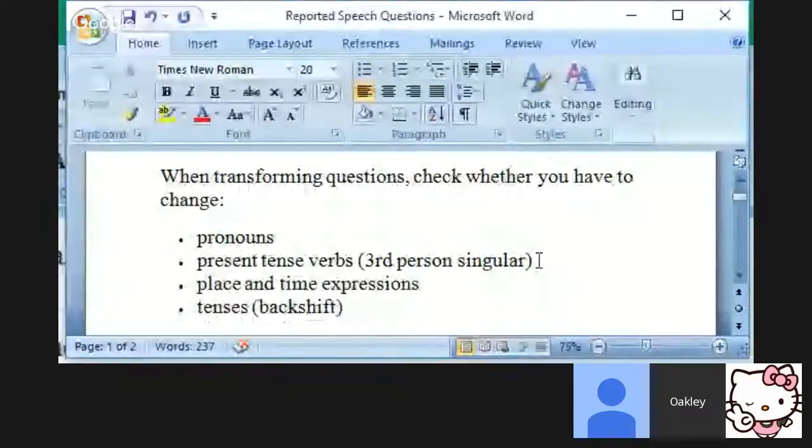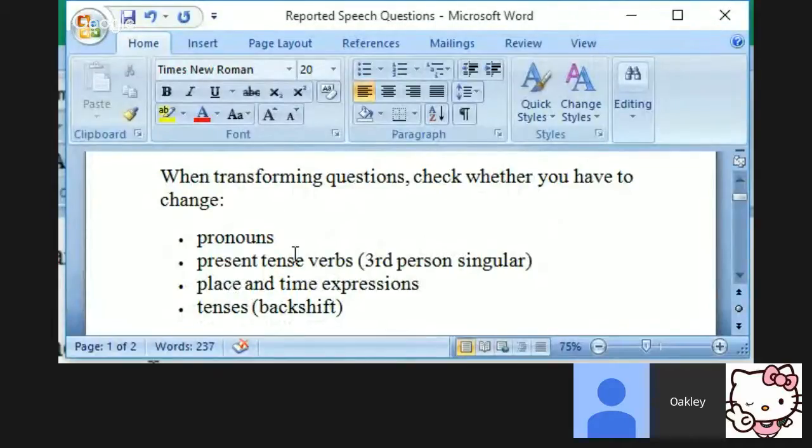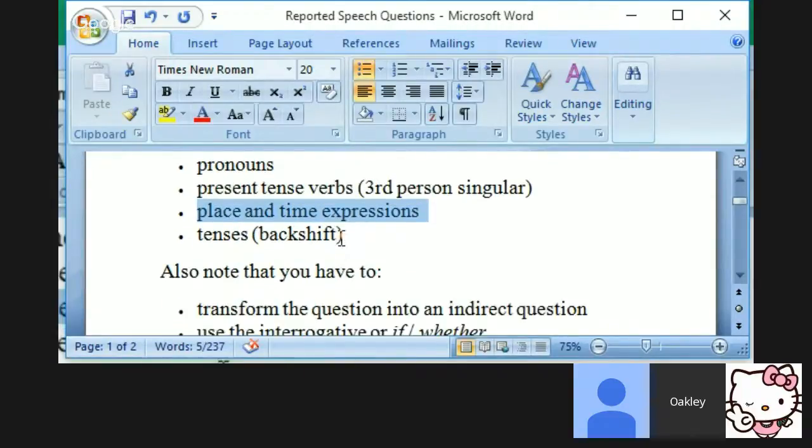All right, let me share some more information about questions. Once again, when transforming questions, check whether you have to change our friends the pronouns. Again, if we're changing a pronoun, we may have to conjugate the verb differently. That means just add an S or remove an S from the verb. That's all that's talking about, as in, I run, he runs. Place and time expressions, which is what we just looked at: here and there, today, tomorrow. And backshift.